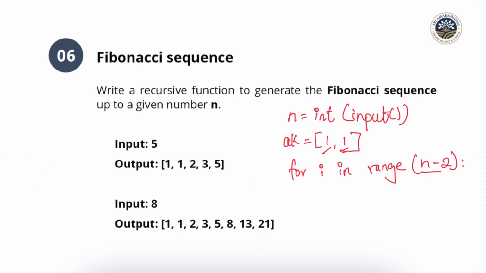Okay. Now what I need to do is take the last two elements, add those two elements, and insert the result into the list. This is what I need to do, right? So I'm just taking a is equal to, I'm taking this last element. How can I take this last element?